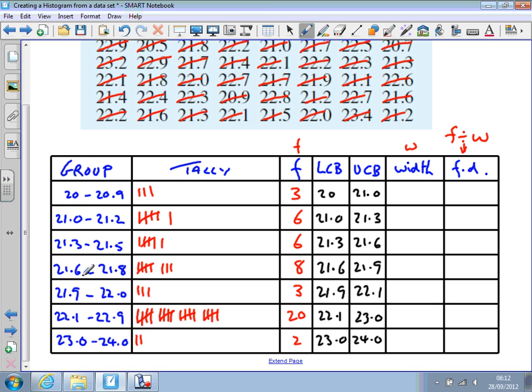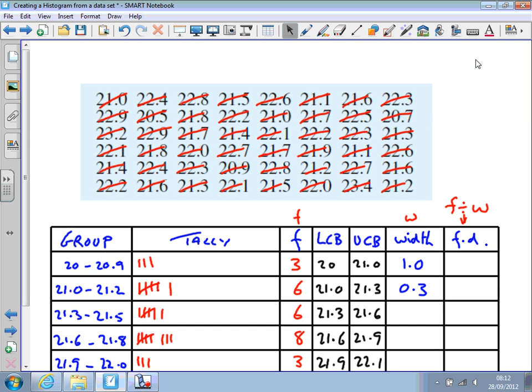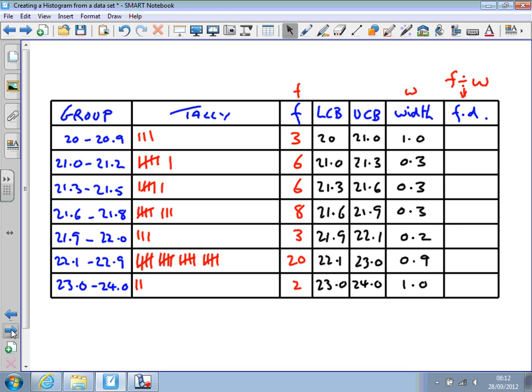And then we find the width of the group, which is just straightforward subtraction. 21, which is the upper class boundary, minus the lower class boundary, 20, gives us a value of 1. The upper class boundary, 21.3, minus the lower class boundary, 21, gives us a width of 0.3, and so on. So we can now complete that, and we find the widths of the group.